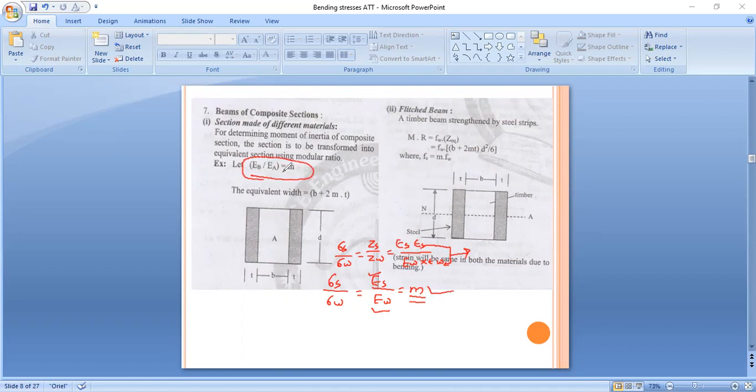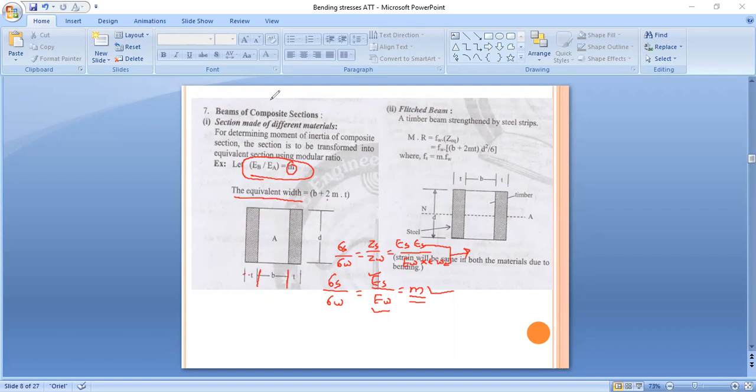This is our basic equation you have to apply here. So modular ratio is equal to modulus of elasticity for the first material divided by modulus of elasticity for the second material. Now see here, you have to find the total equivalent width. So how to find the total equivalent width? This is B plus 2 times m, that is the modular ratio. Here we have to make the Young's modulus of these two materials the same, make them equivalent. So 2m into this t. So this is our equivalent width.